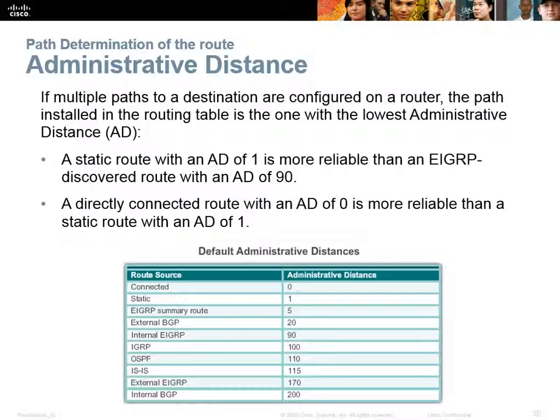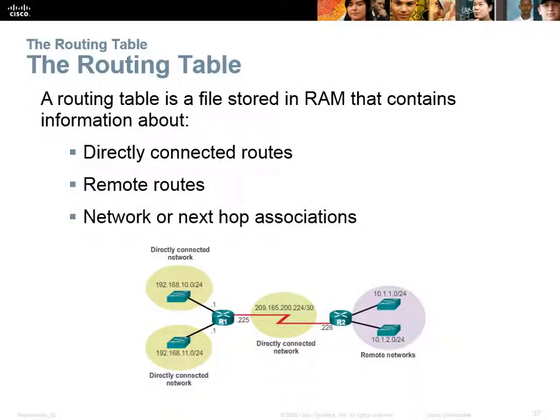Administrative distance. This is one that you're really going to want to know. So mark it down, slide 36. A static route has an administrative distance of 1, is more reliable than an auto-discovered EIGRP with an administrative distance of 90. Why? Because you know it's there. You assigned it to be there. What if I have an AD of 0, which means it's directly connected? They're going to be better than one that's assigned. Okay?